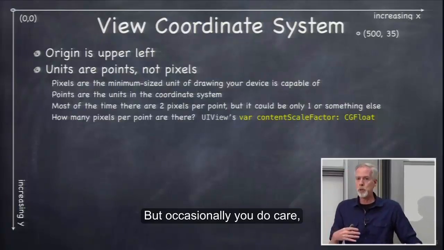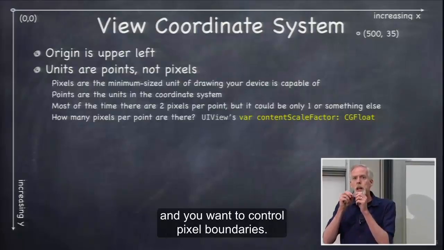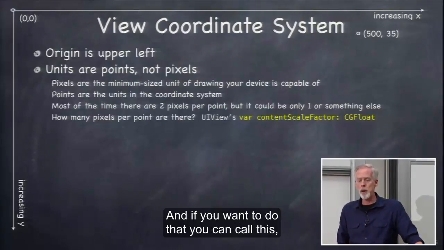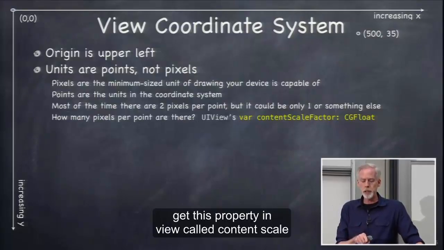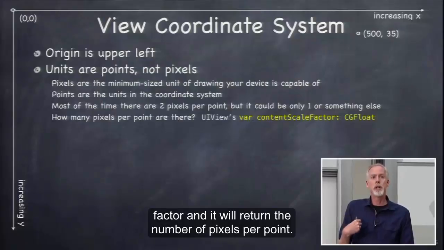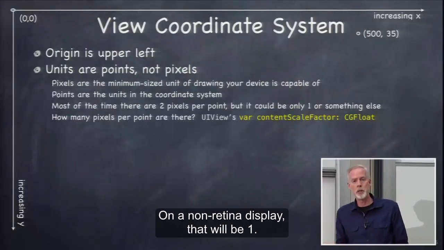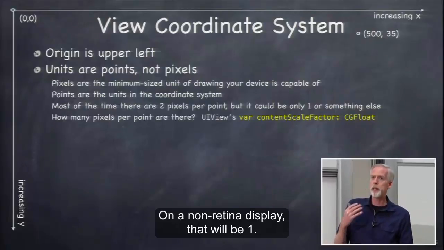But occasionally you do care, because maybe you're drawing something very finely detailed and you want to control on pixel boundaries. And if you want to do that, you can get this property in view called contentScaleFactor, and it will return the number of pixels per point. So on a retina display, that's going to be 2. On a non-retina display, that will be 1.